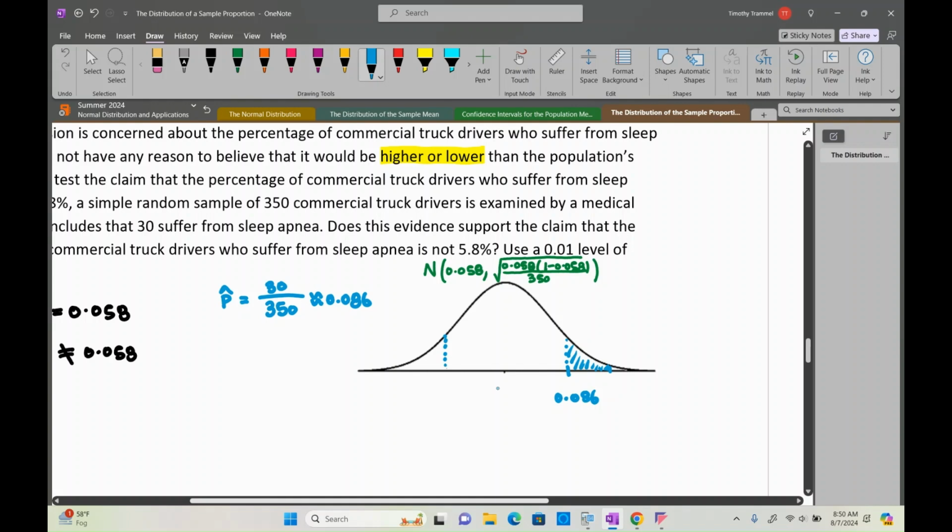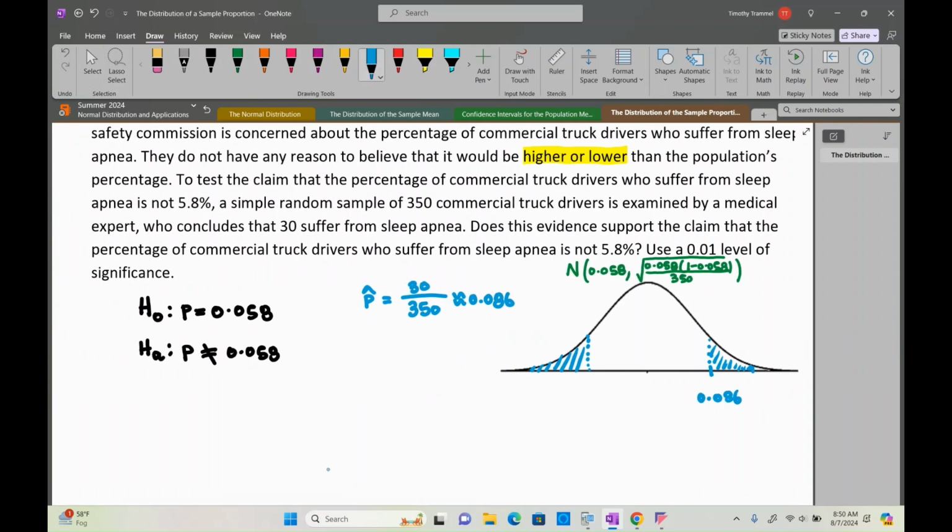Okay. So we're not going to find the probability that we would get a sample proportion this large or larger. We're going to find the probability that we would get a sample proportion this far from the mean in either direction. Just what is the probability that we would get a sample proportion this extreme? Here we go. So the easiest thing to mess up on here is to forget to multiply by 2.